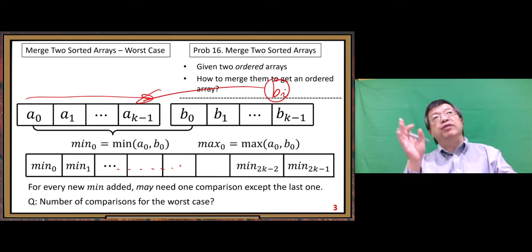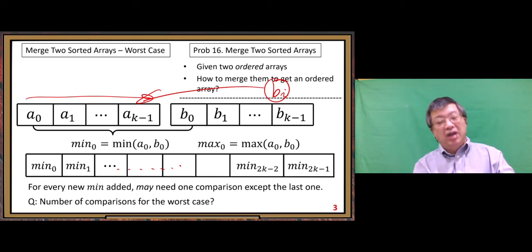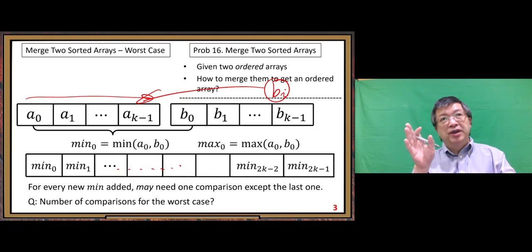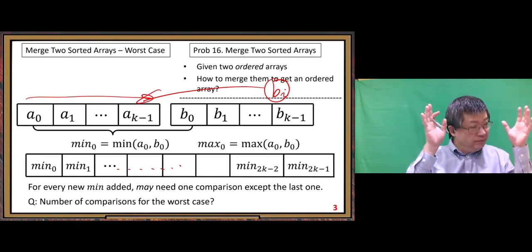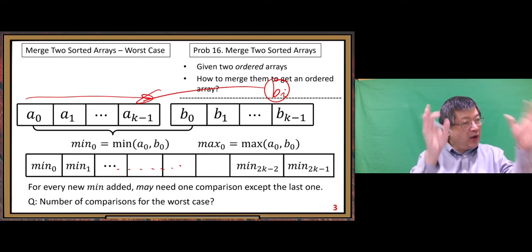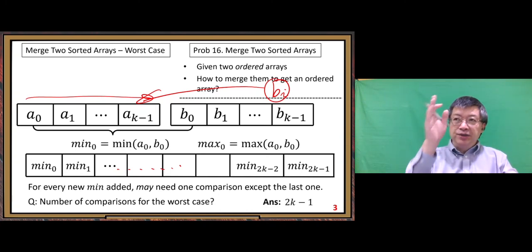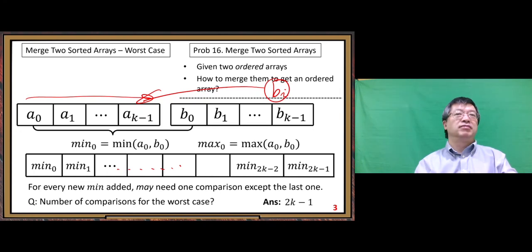Now the answer for the worst case. The number of total elements minus 1. The last one, you don't need to do comparison. But before the last one, you need to do one comparison for one element in place. All right, answer is 2k minus 1. 2k minus 1. Okay, all right.